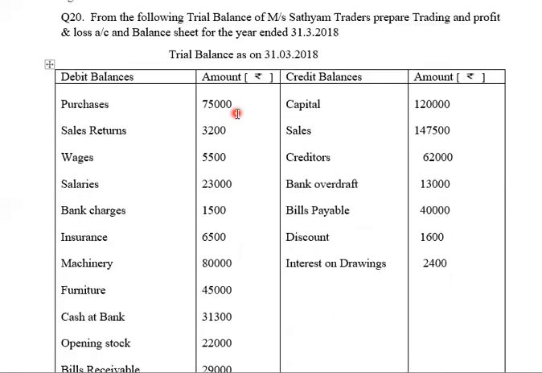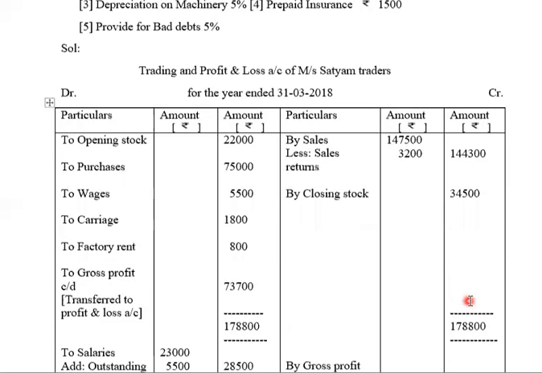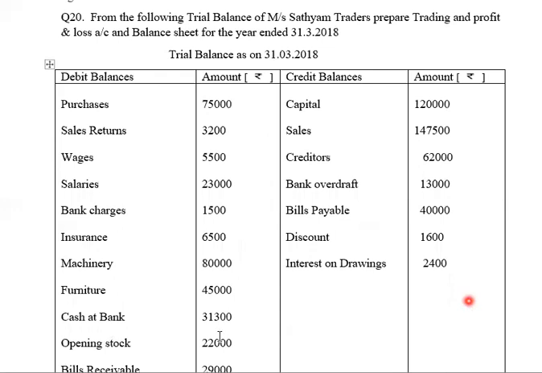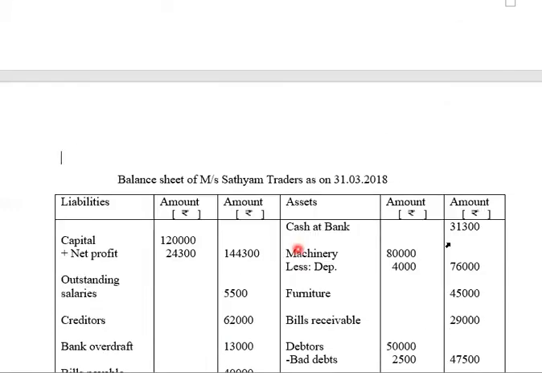Next, after machinery, we have furniture 45,000. Furniture, it is also an asset. So it will be shown on the asset side of the balance sheet as furniture 45,000 rupees. Then after furniture, we have cash at bank 31,300. Cash at bank का मतलब अपने पास बैंक में इतना पैसा रखा हुआ है. It is also an asset. It will be shown on the asset side of the balance sheet as cash at bank 31,300 rupees.